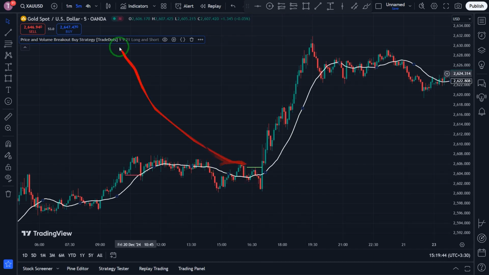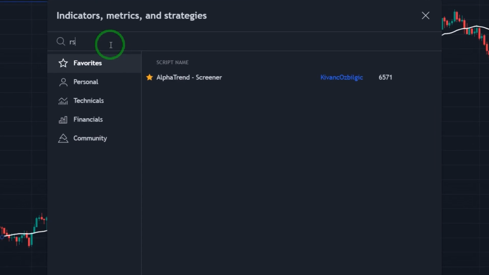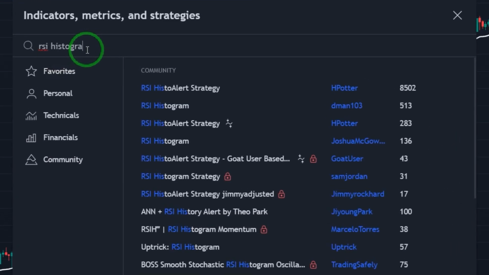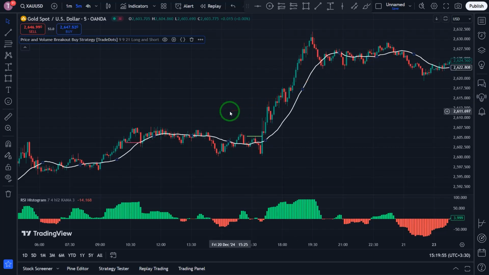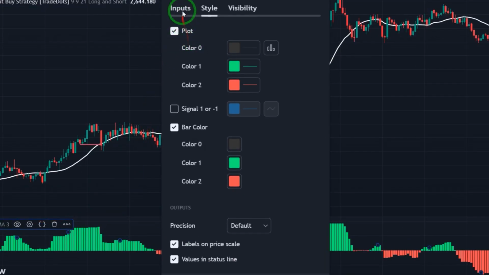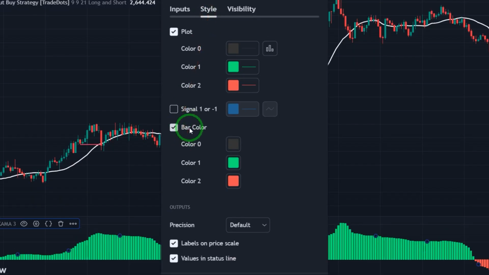Go back to the Indicators tab, search for RSI histogram and add it. Apply the following settings. Set the RSI length to 21. Set the moving average length to 14. Set the moving average type to KMA and its value to 3. Disable colors and bars in the Style tab.